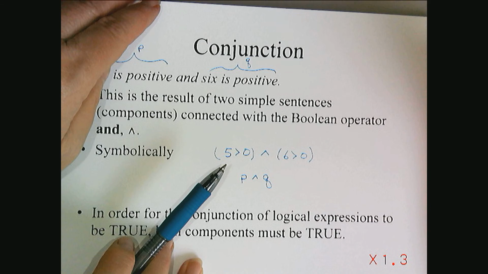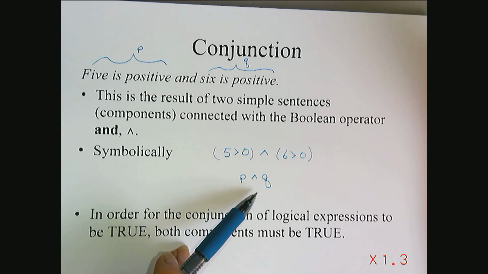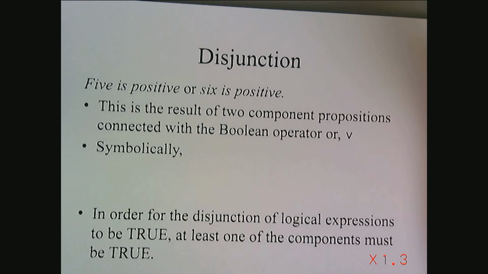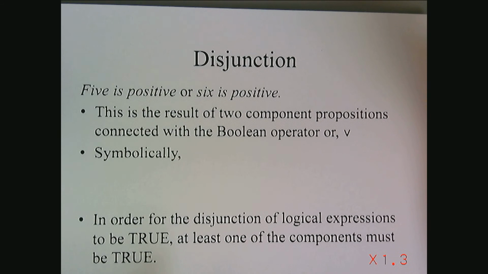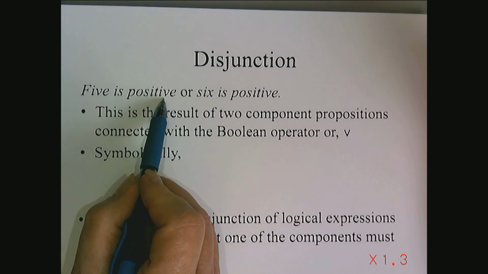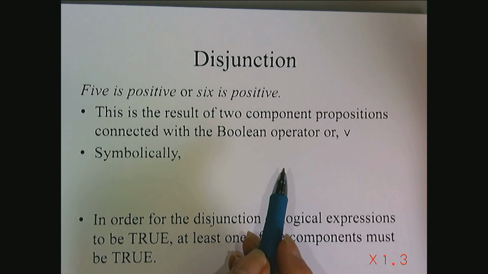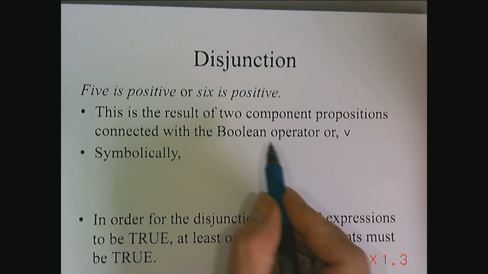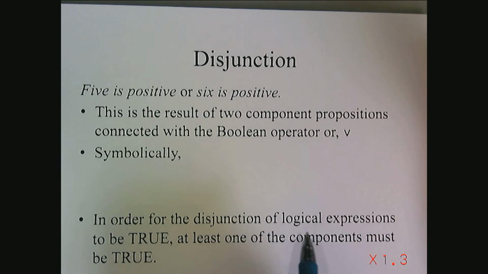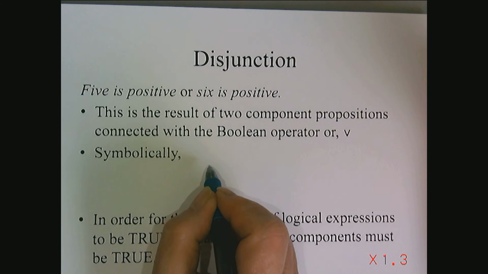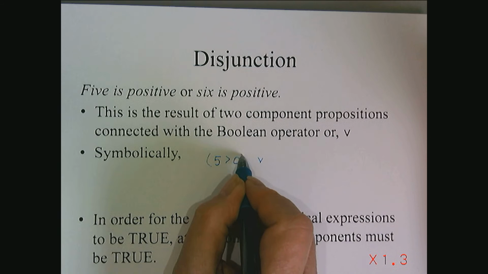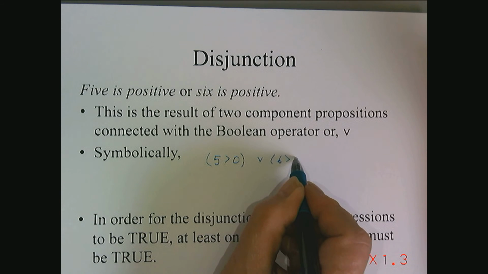It's a little more complicated because we're inputting two propositions and the output is a proposition. Disjunction is the next Boolean operator I want to look at. If we have 5 is positive or 6 is positive, we can connect the propositions with the operator or the disjunction. So symbolically, we could write this as 5 is greater than 0 or 6 is greater than 0.